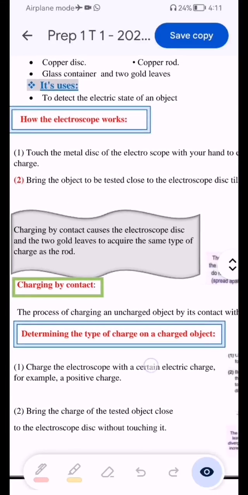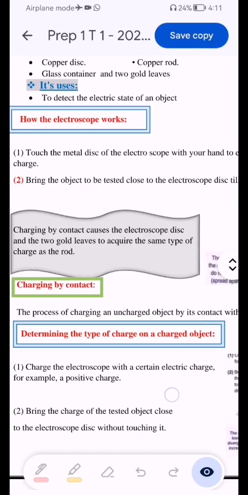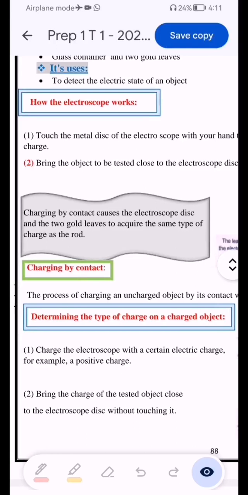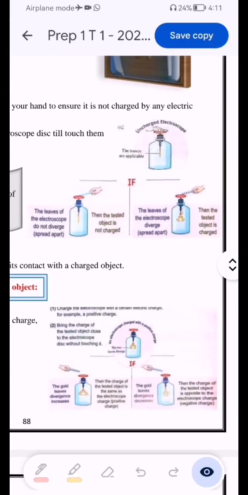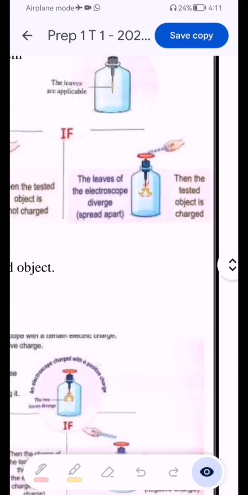This type of charge is called charging by contact, which causes the electroscope disc and the two leaves to acquire the same type of charge as the rod. When we put the object, the leaves diverge. That means the charge transferred from the object to the leaves. This type of charging is called charging by contact. When the object touches the copper rod, the leaves acquire the same charge as the rod.